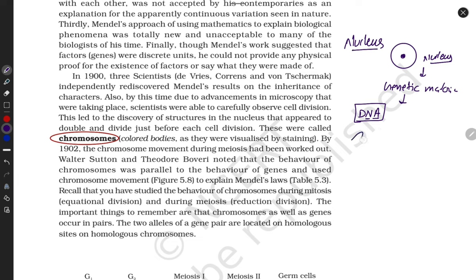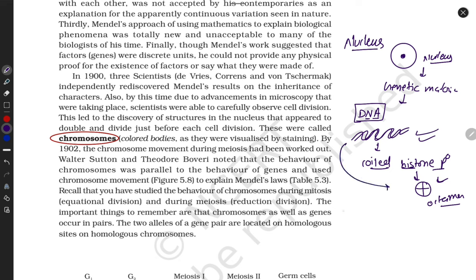Guys, DNA is a double helical structure. But it is not present in this form. Come on, guys. It is not present in this form. It coils itself with the help of histone protein. In your next chapter, there is a detailed explanation about histone and DNA. So guys, what is histone? Histone is an octamer. There is a histone octamer: four on the front side and four on the back side.